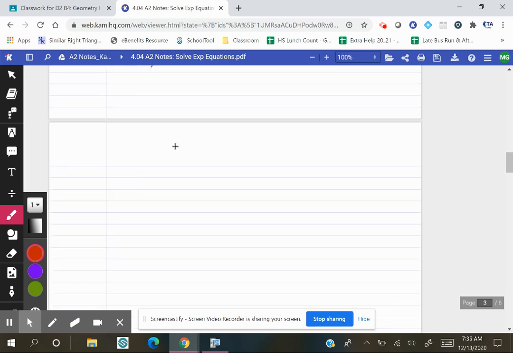Next, let's try another one. 6 to the 7x plus 4 equals 36x squared. Pause the video there and solve for x. All right, so for this one, you're going to rewrite 36 as 6 squared, bring down your x squared, set your exponents equal to each other.